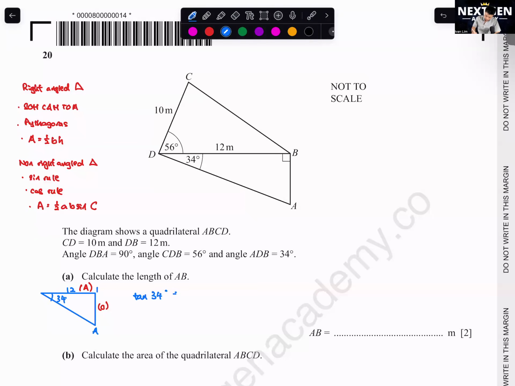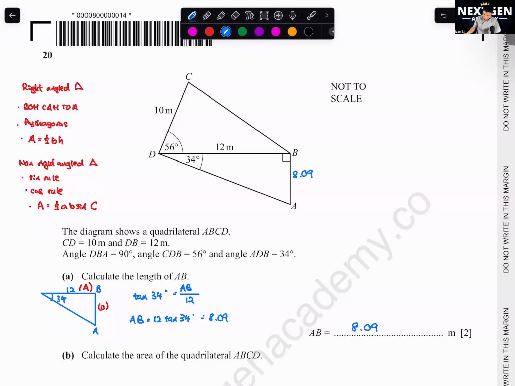So tangent 34 equals AB over 12. AB is 12 tangent 34 degrees. Let's write this down. 8.09 meters. Okay, so let's label this down: 8.09.